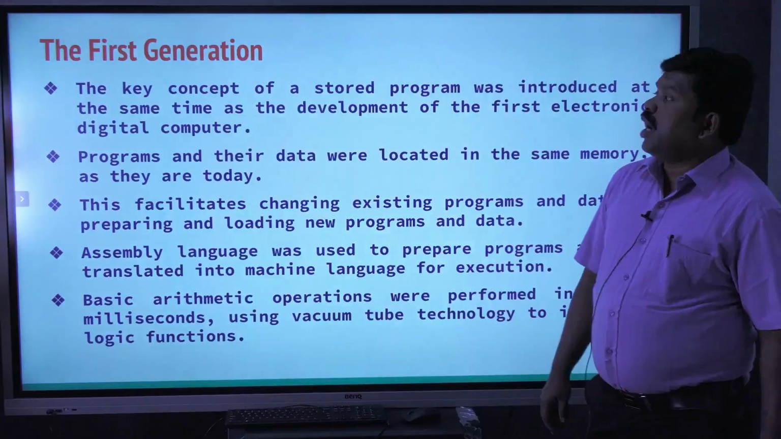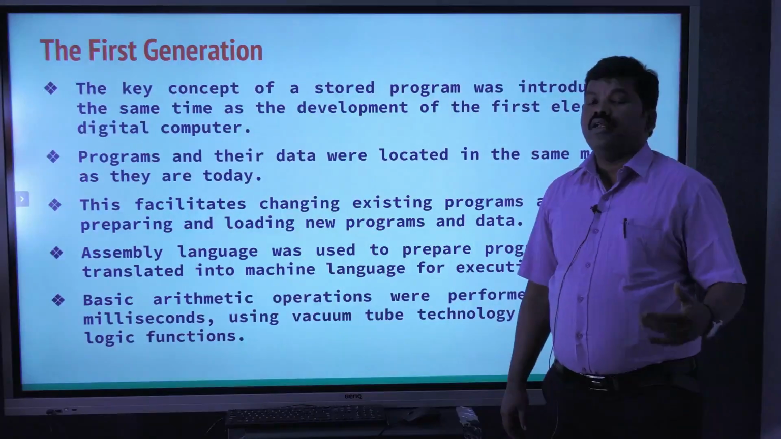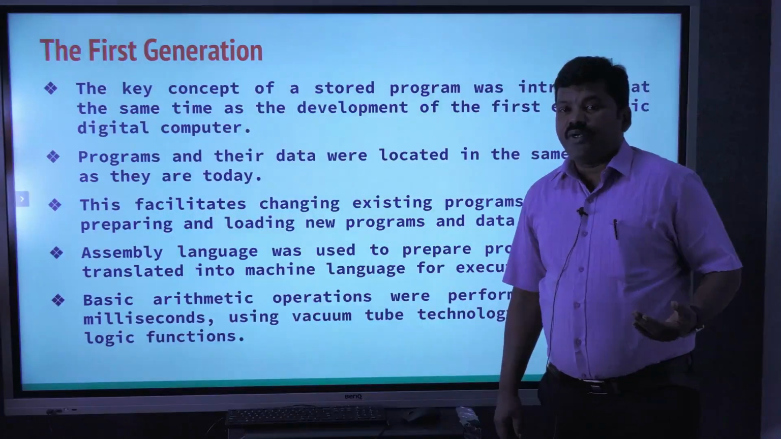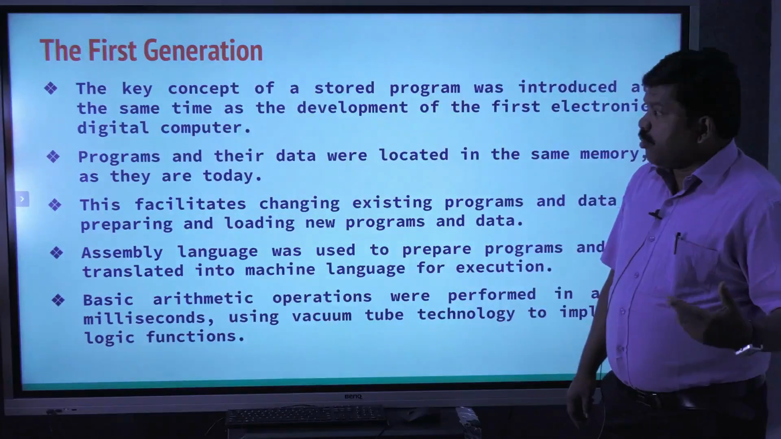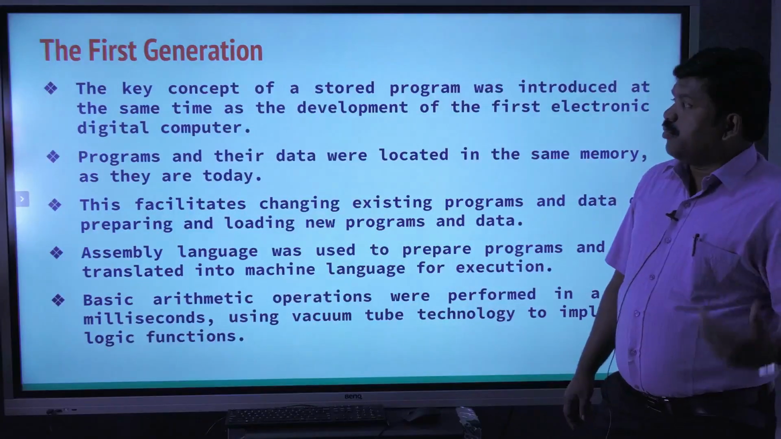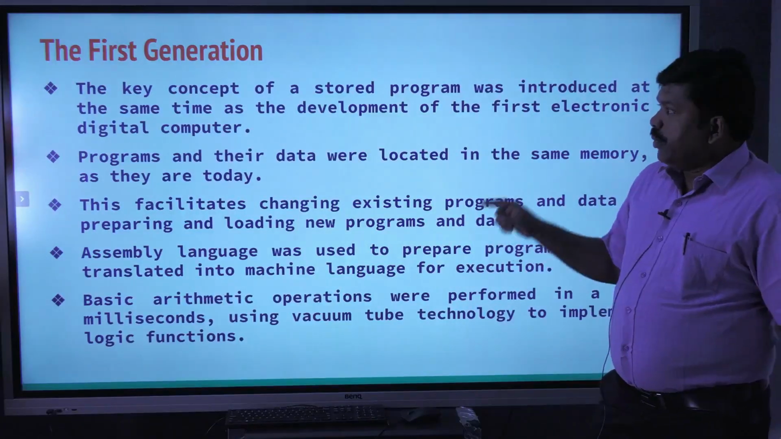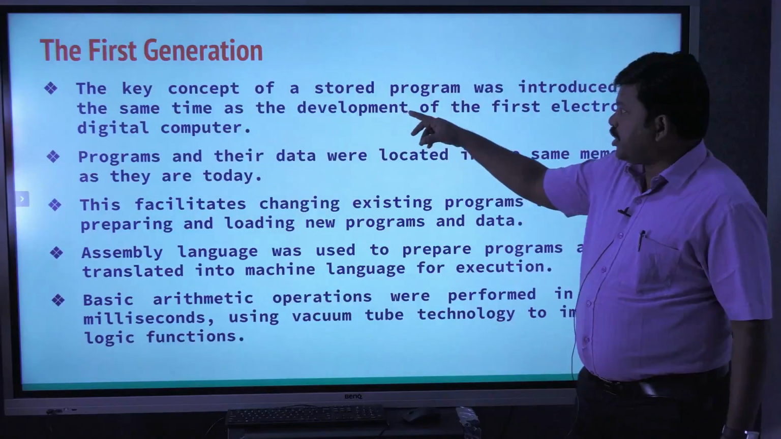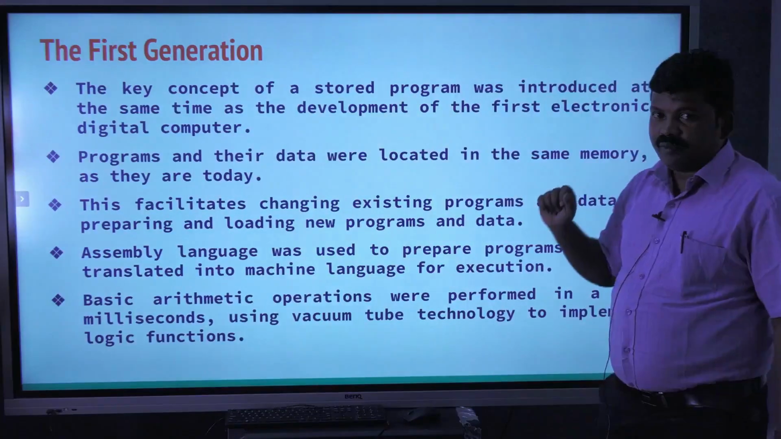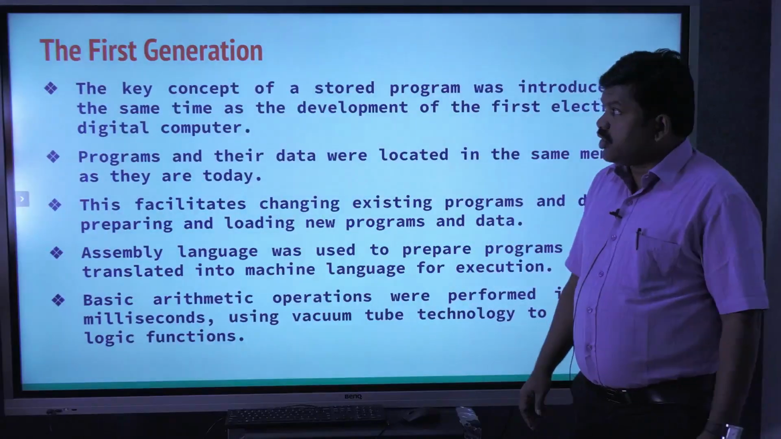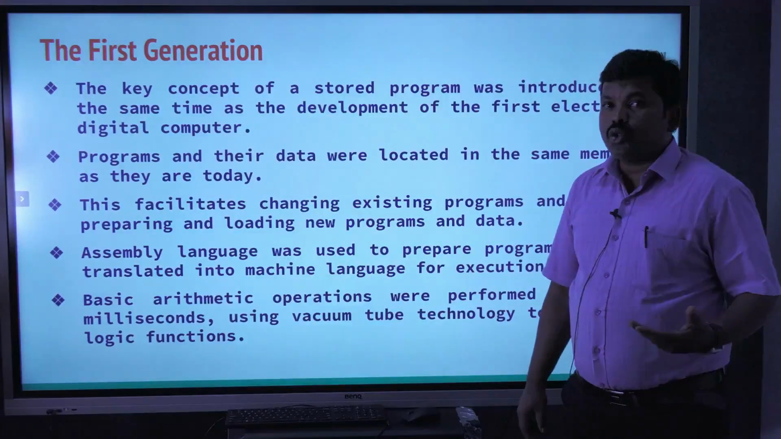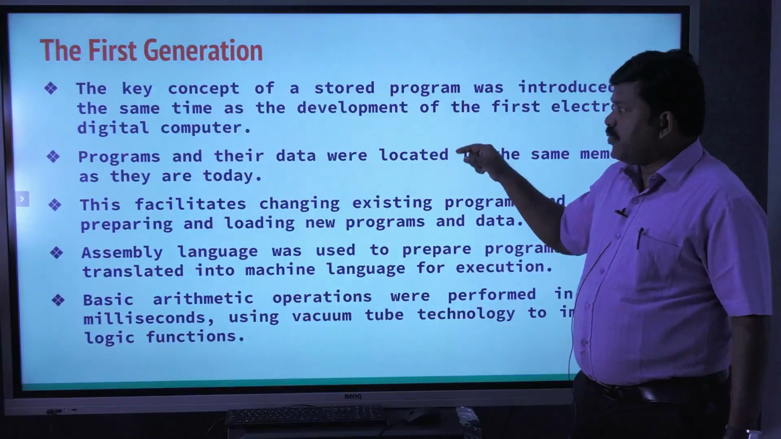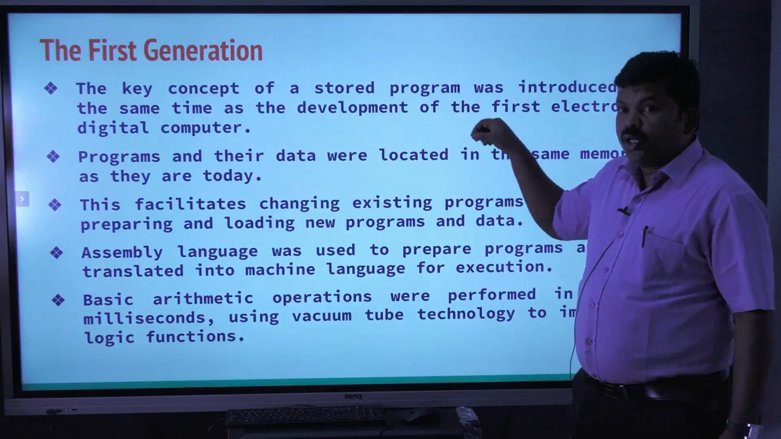Let's see one by one how the first generation computers evolved. What are the basic components of the first generation computers, and how were the first computers operated? Mainly, in the first generation computer, the key concept introduced was the stored program. Before the first generation computers, there was no stored program concept. The first generation computers themselves introduced the stored program concept.